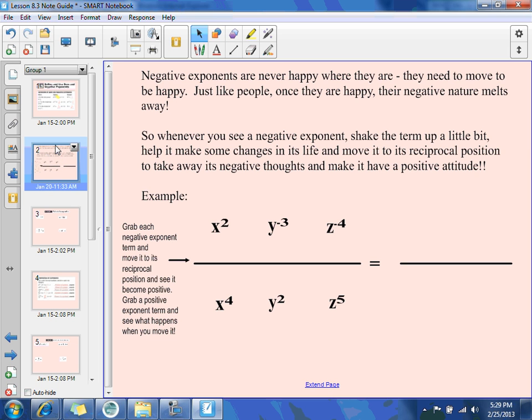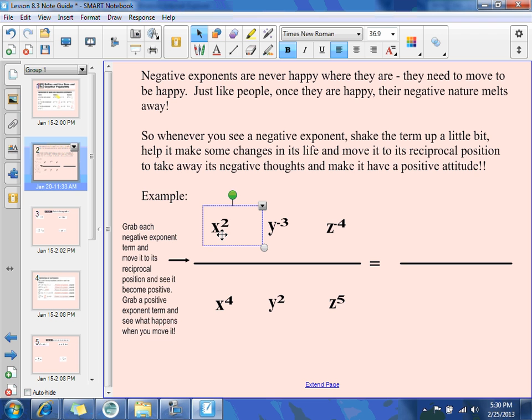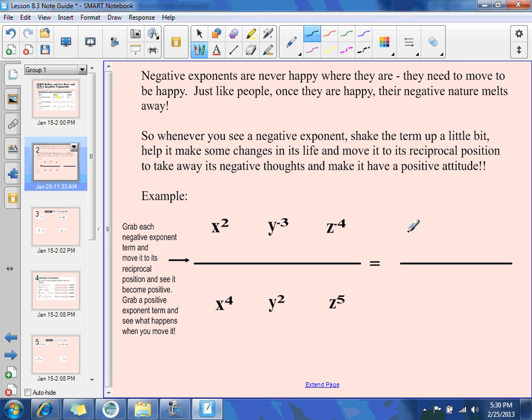Now let me show you what this is. This is not in your note-taking guide, but here's what it is. Negative exponents are never ever happy where they are. That's all it is. It's not that they're negative numbers, they're just negative where they are. Once they become positive again, they're happy. So x squared right here has a positive exponent. He's a happy person, so he's in the numerator of this fraction and he is happy. Let's keep him happy in the numerator.